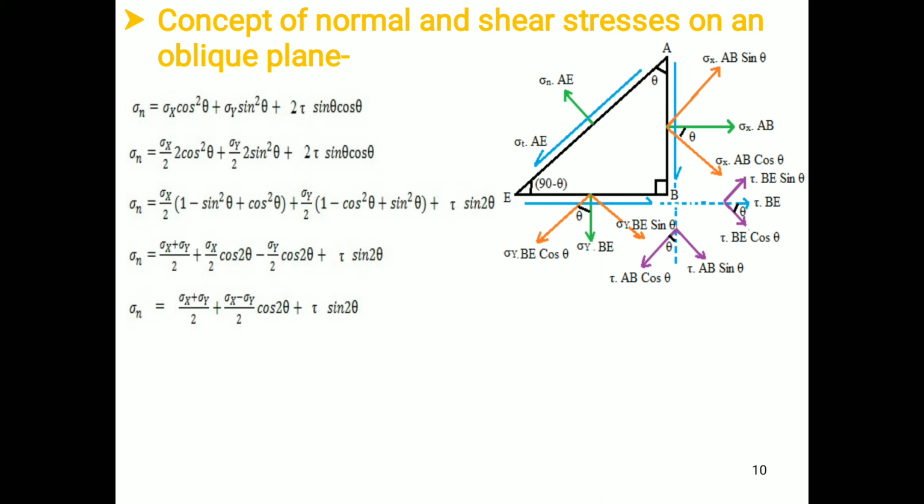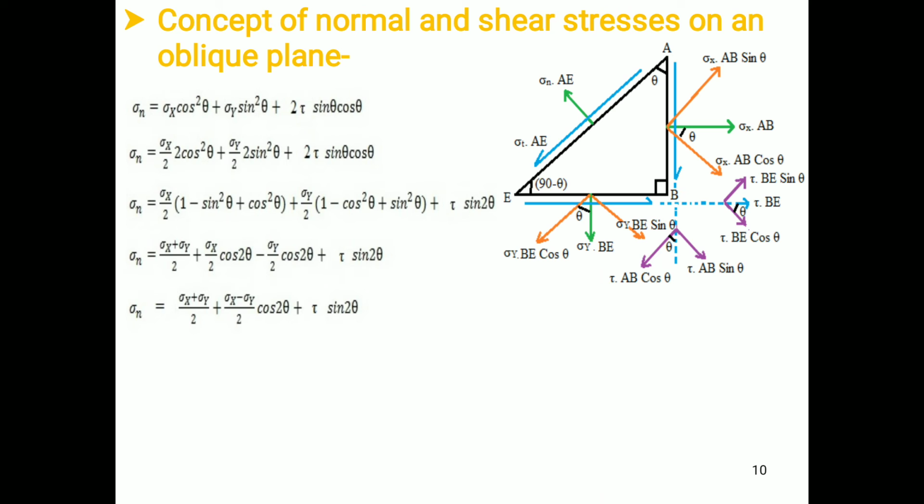After solving this equation, we will have sigma n equal to sigma x plus sigma y by 2, plus sigma x by 2 cos of 2 theta, minus sigma y by 2 cos of 2 theta, plus tau sin of 2 theta.